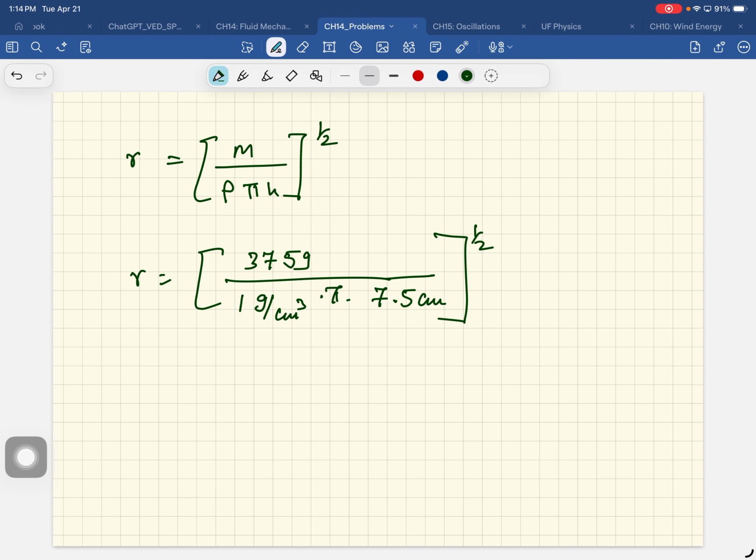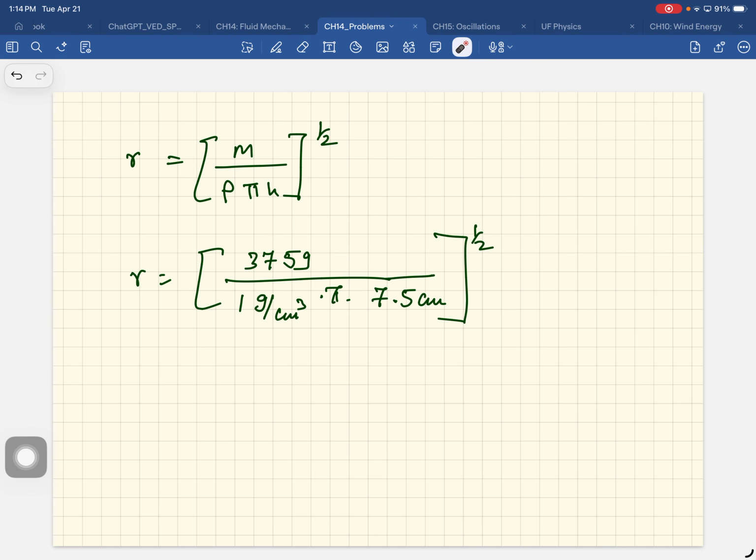All right, a dam is used to hold back a river. The dam has a height of 12 meters. 12 meters is roughly twice the height of this room. And a width of 10 meters. 10 meters is roughly half the width of this room. So assume that the density of water is 1,000 kg per meter cube. Determine the net force on the dam.